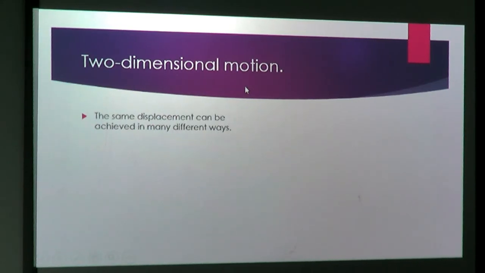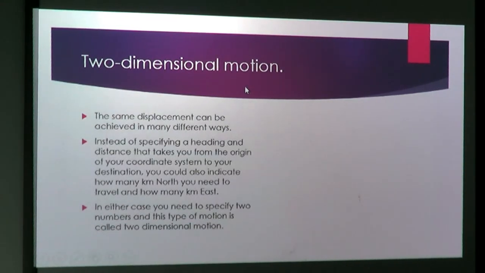The same displacement can be achieved in many different ways. Okay? I just want to say that instead of specifying a distance that takes you from the origin of the coordinate system to your destination, you could also indicate how many kilometers north you need to travel and how many kilometers east. When we say magnitude and direction, we are in the presence of what?